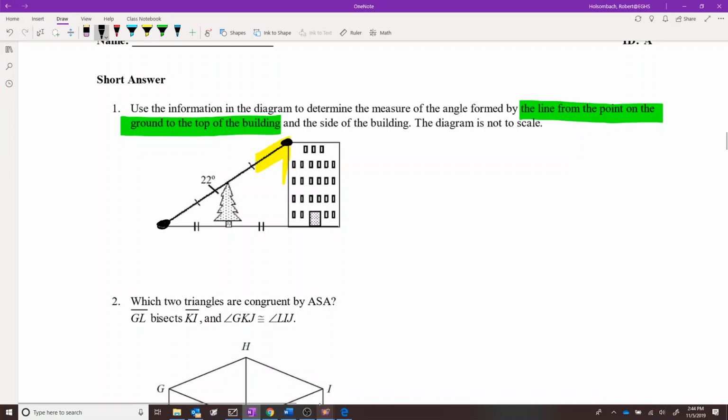The tree in this case represents a mid-segment, and it is parallel to the side of the building. So if you extend this mid-segment and extend the side of the building, and then take this line that goes from the point on the ground and extend it, you've got a transversal that intersects two parallel lines, which makes this 22-degree angle congruent to this angle that they're asking for. So this angle right in here would be 22 degrees.